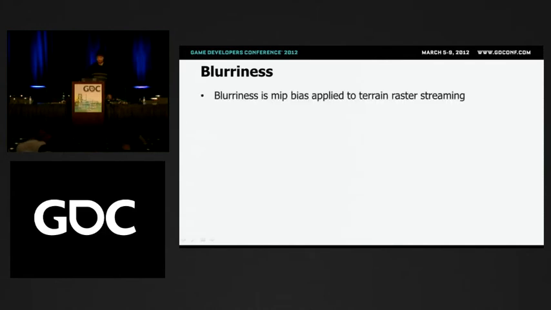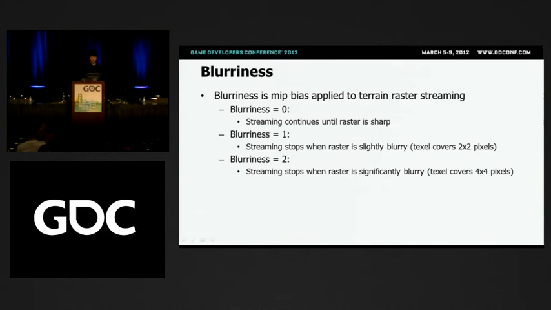Blurriness is just a generic word. What it actually is, is MIP bias applied to terrain raster streaming. So if you have blurriness 0, you stream the terrain tiles all the way down to full sharpness, so that the texel in the terrain raster data, say the height field, covers roughly 1 pixel on screen. If you have blurriness 1, you stream, but you stop when a texel covers 2 by 2 pixels, and so on.